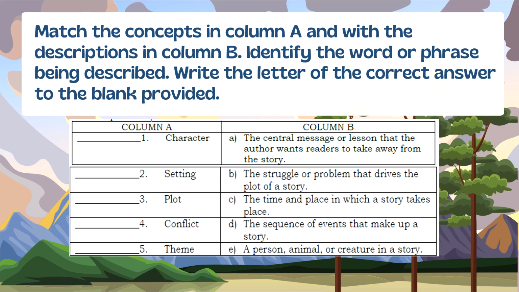In column A: 1, character. 2, setting. 3, plot. 4, conflict. 5, theme. Column B: A, the central message or lesson that the author wants readers to take away from the story. B, the struggle or problem that drives the plot of a story. C, the time and place in which a story takes place. D, the sequence of events that make up a story. And E, a person, animal, or creature in a story.